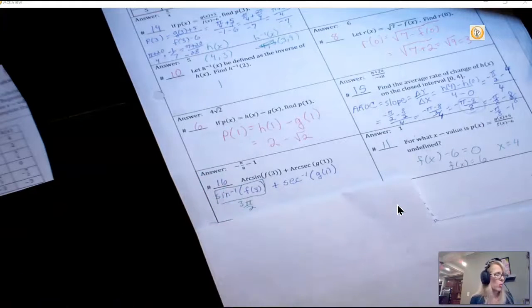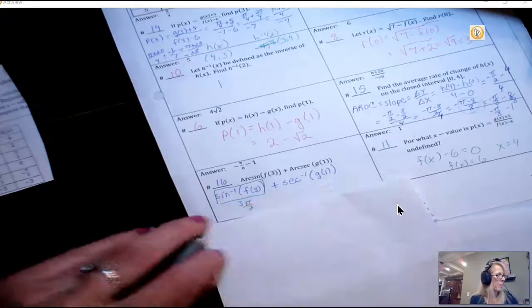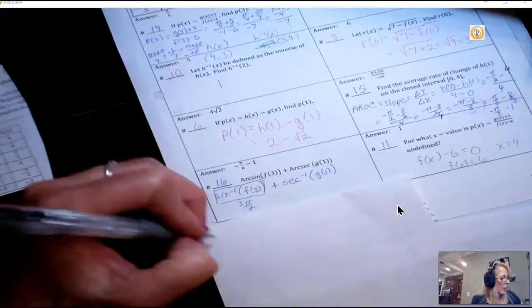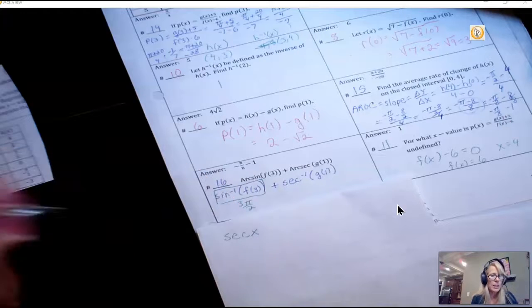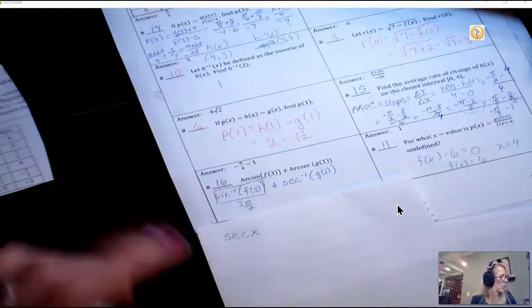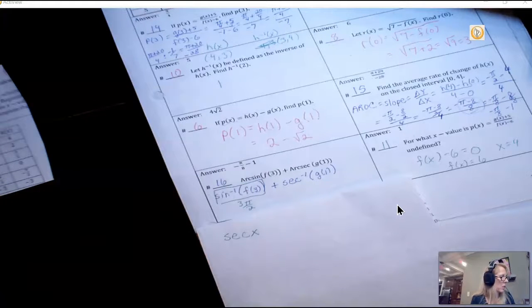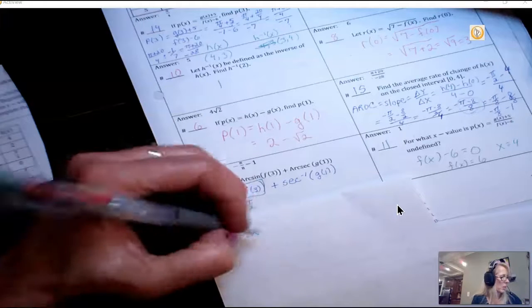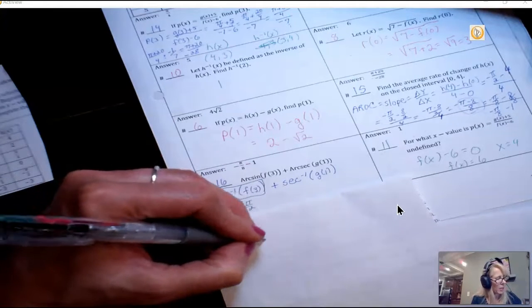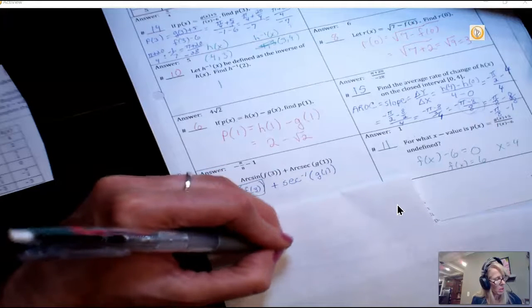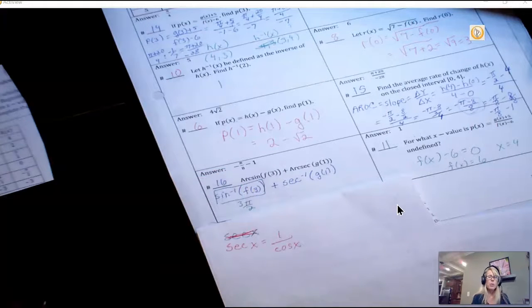Okay, the old school way of doing this. Inverse secant. All right, so I want you to remember that secant of x is actually, let's do this in a color so it stands out. Let's make it red. Secant of x equals 1 over cosine of x. That's one of the reciprocal functions I do want you to start to think about. Okay, I do need you to remember that.